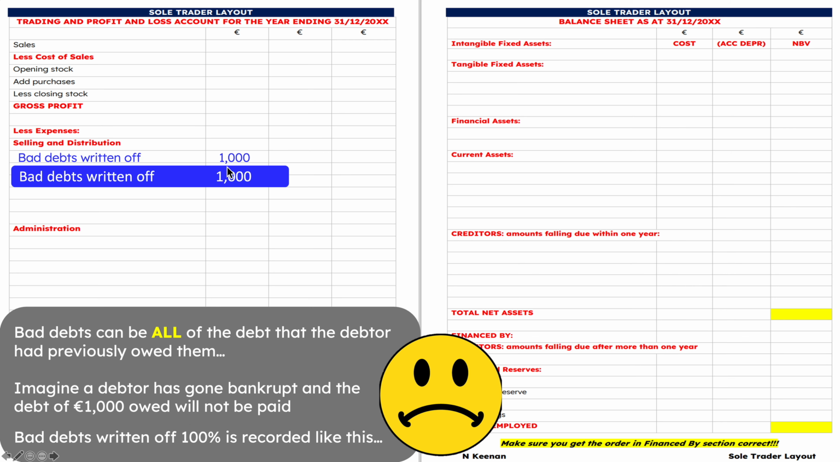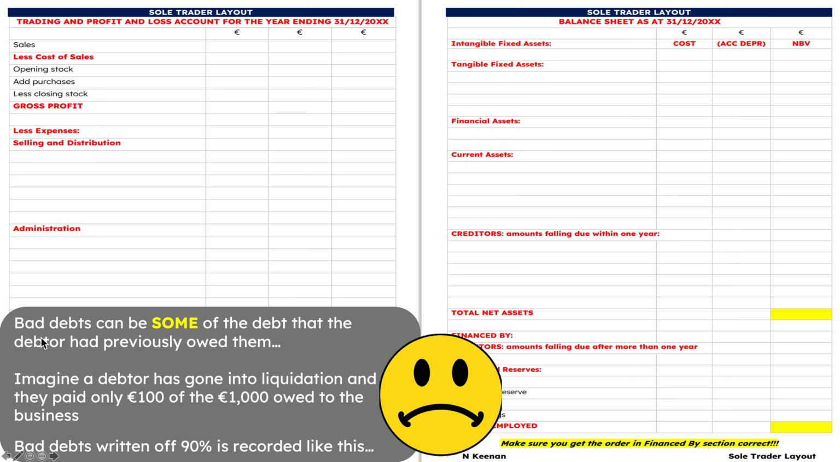So you've got bad debts written off here under selling and distribution, and we are going to subtract the 1,000 from the debtors because we're not going to get that. Okay, they've gone bankrupt. So bad debts can be some of the debt that the debtor has previously owed them. So imagine a debtor has gone into liquidation and they pay only €100 of the 1,000 owed to the business.